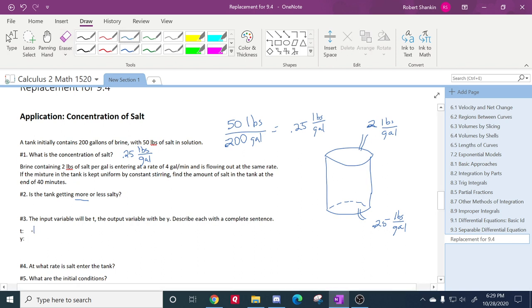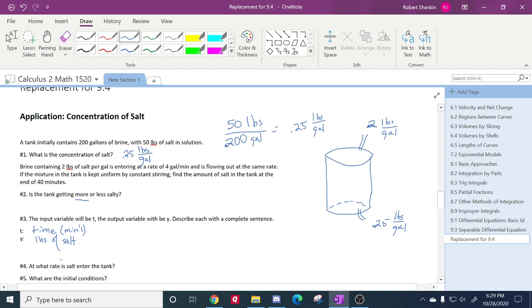T is time in what units? In minutes. And Y is salt. Now, there are different ways: pounds per gallon. Do you want concentration of salt, pounds per gallon, or do you just want the pounds of salt? I think we want just pounds of salt because it's saying 4 gallons per minute, which is a rate, which means that that is the slope of change between T and Y.